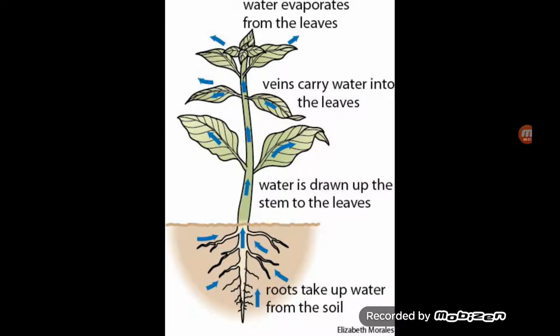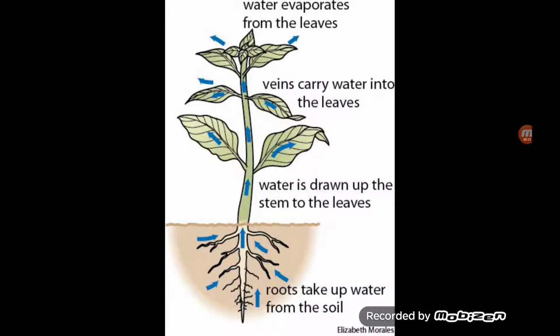2 minutes on transpiration. Transpiration is the loss of water vapour from the surface of a leaf, and the transpiration stream is the stream that goes from the roots up the xylem, the stem, to the leaves, and then the loss of the water vapour when it reaches the leaves.